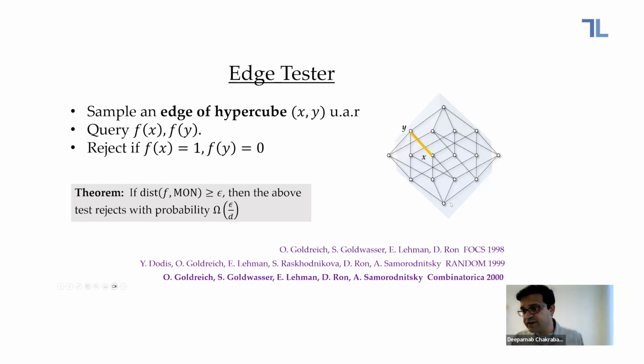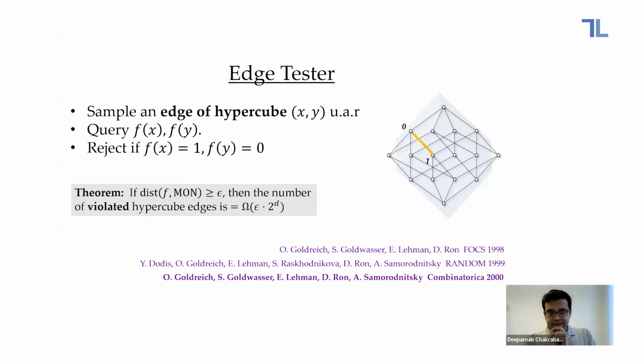A violation graph, if this was 1 and this was 0, then there would have been an edge between these 2 points also, but they are not there. So this edge here is the edge of the hypercube. This I wanted to again stress. Okay, so this is the theorem.